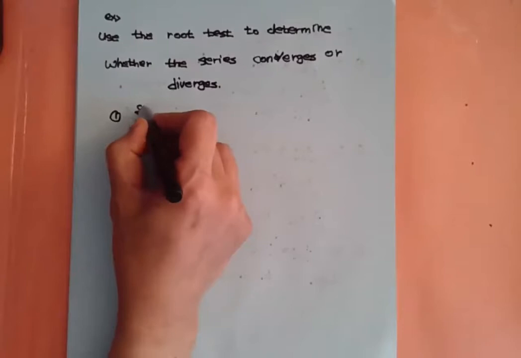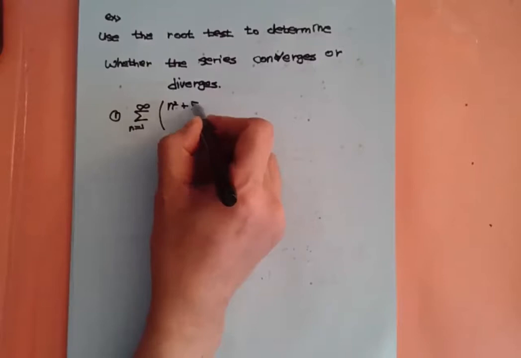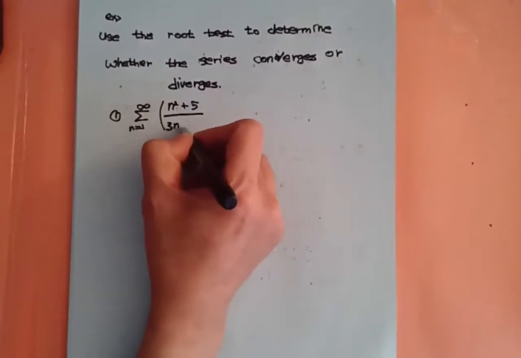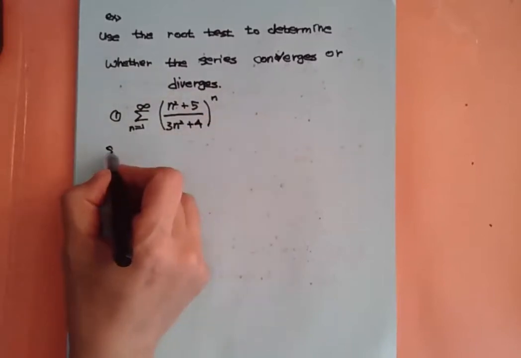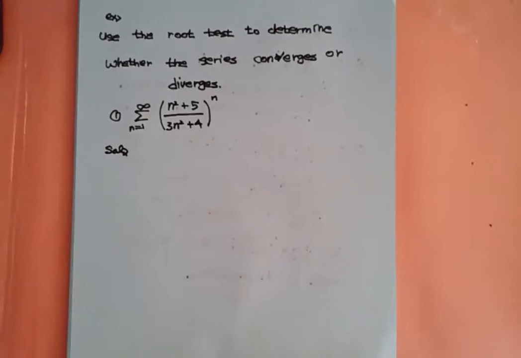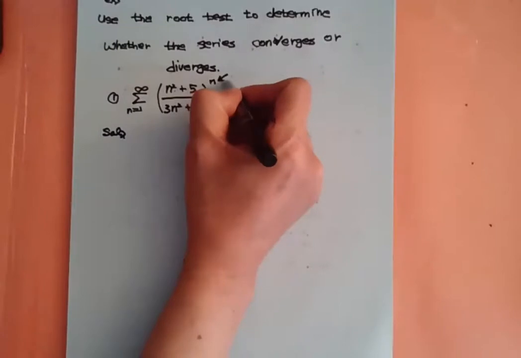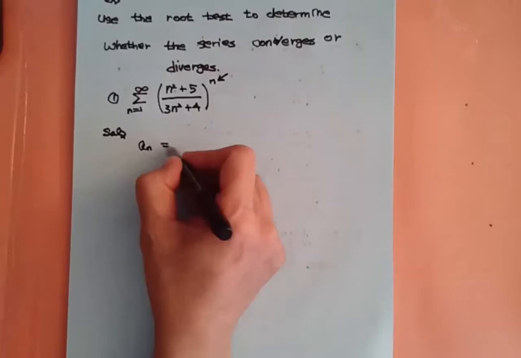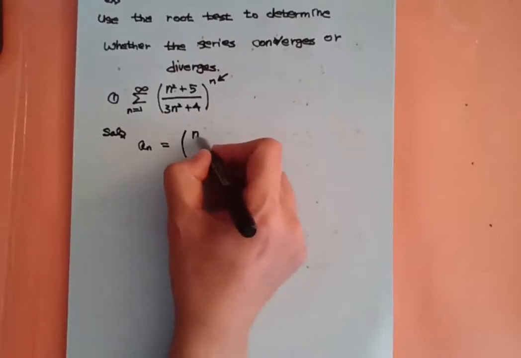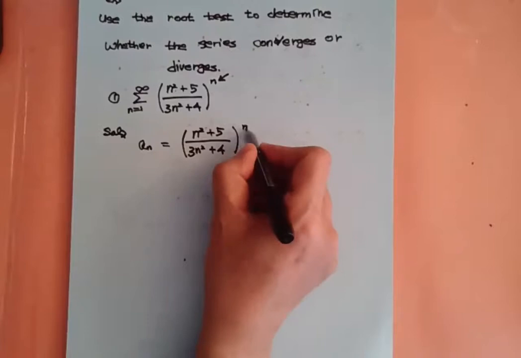The first one is the summation n equals 1 to infinity of (n squared plus 5) over (3n squared plus 4), to the n power. So we can see this n power, and so we imagine that the root test will be pretty convenient. So (n squared plus 5) over (3n squared plus 4) to the n power.